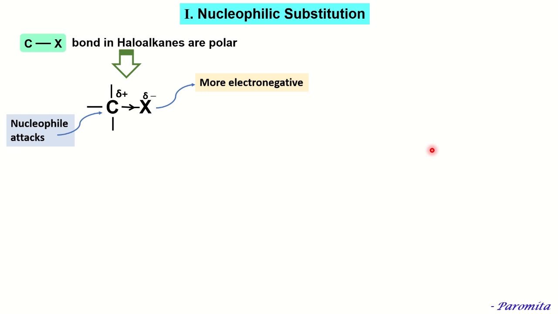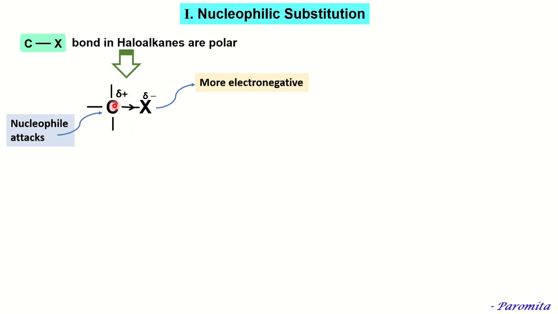Now we will discuss the first type of reaction of alkyl halides, that is nucleophilic substitution reactions. We know that the carbon-halogen bond in haloalkanes or alkyl halides are polar in nature. The halogens are more electronegative than carbon. So the electron density of carbon-halogen or C-X bond is displaced towards more electronegative halogen atom, giving the halogen atom a partial negative charge, that is delta minus, and this carbon delta positive charge.